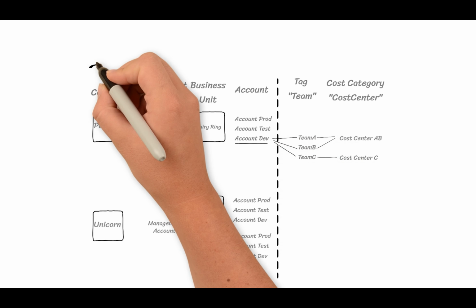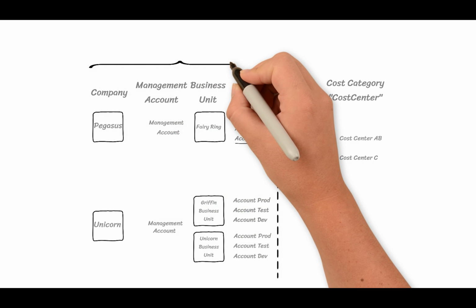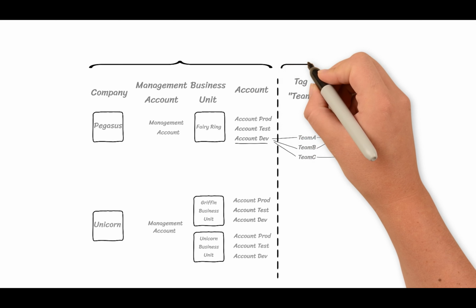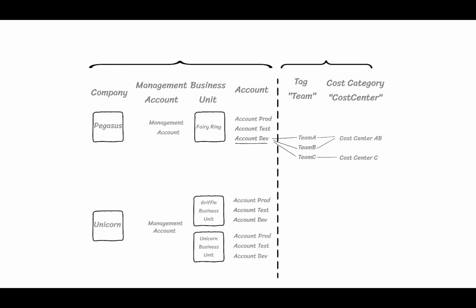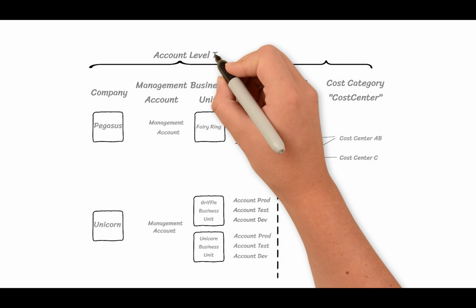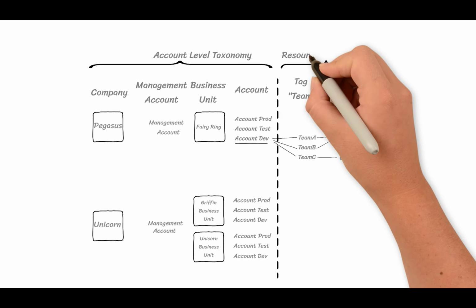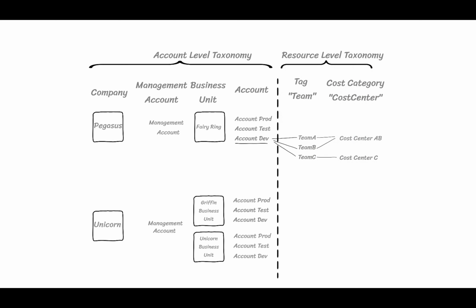So as you see, now we have multiple levels of our organizational taxonomy. Most generic are on account level, like company, business units, or account. And some more detailed are on resource level, like tags or cost categories. The resource level metadata is pretty simple. It either exists or not. But how can we define the account level taxonomy?